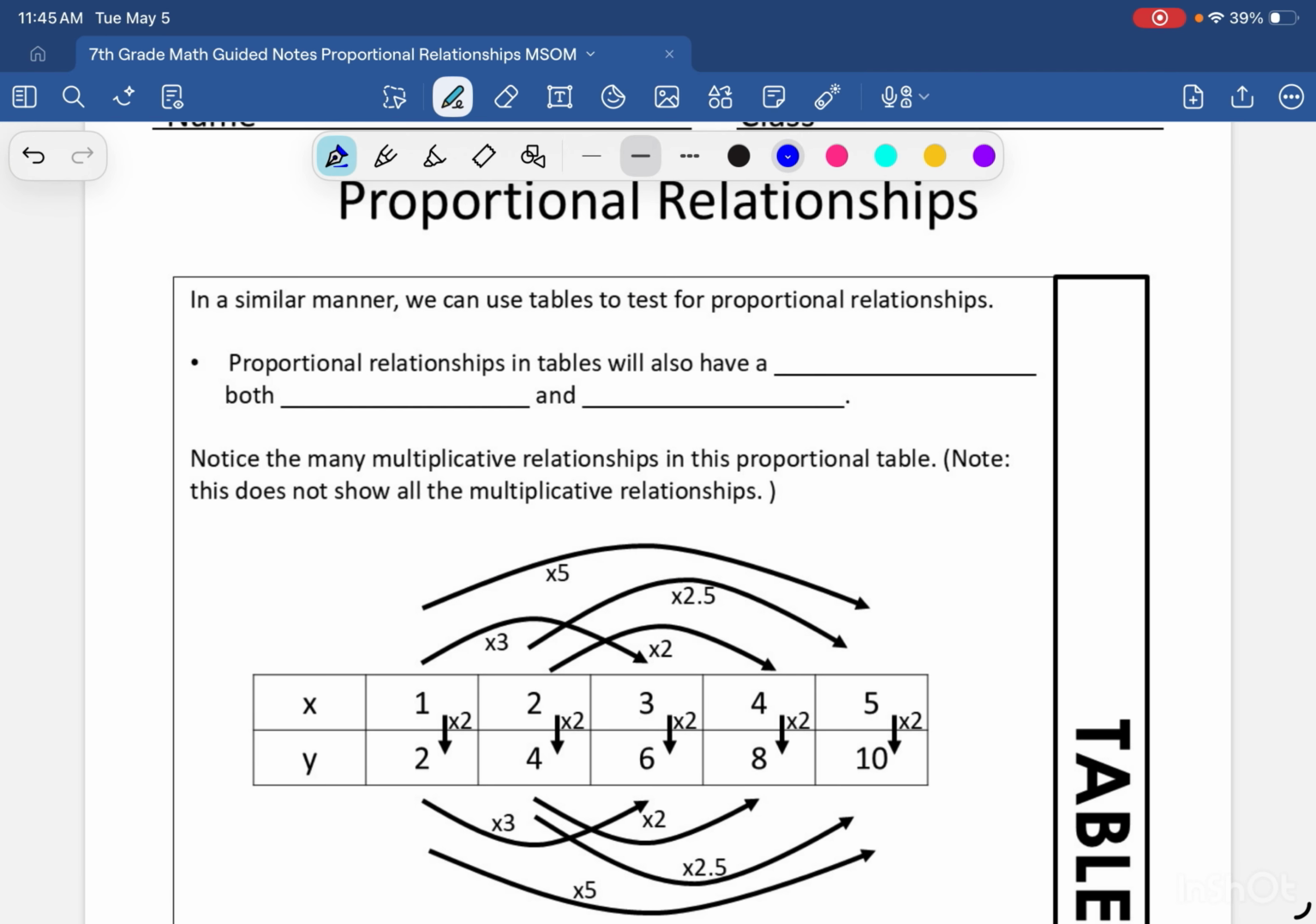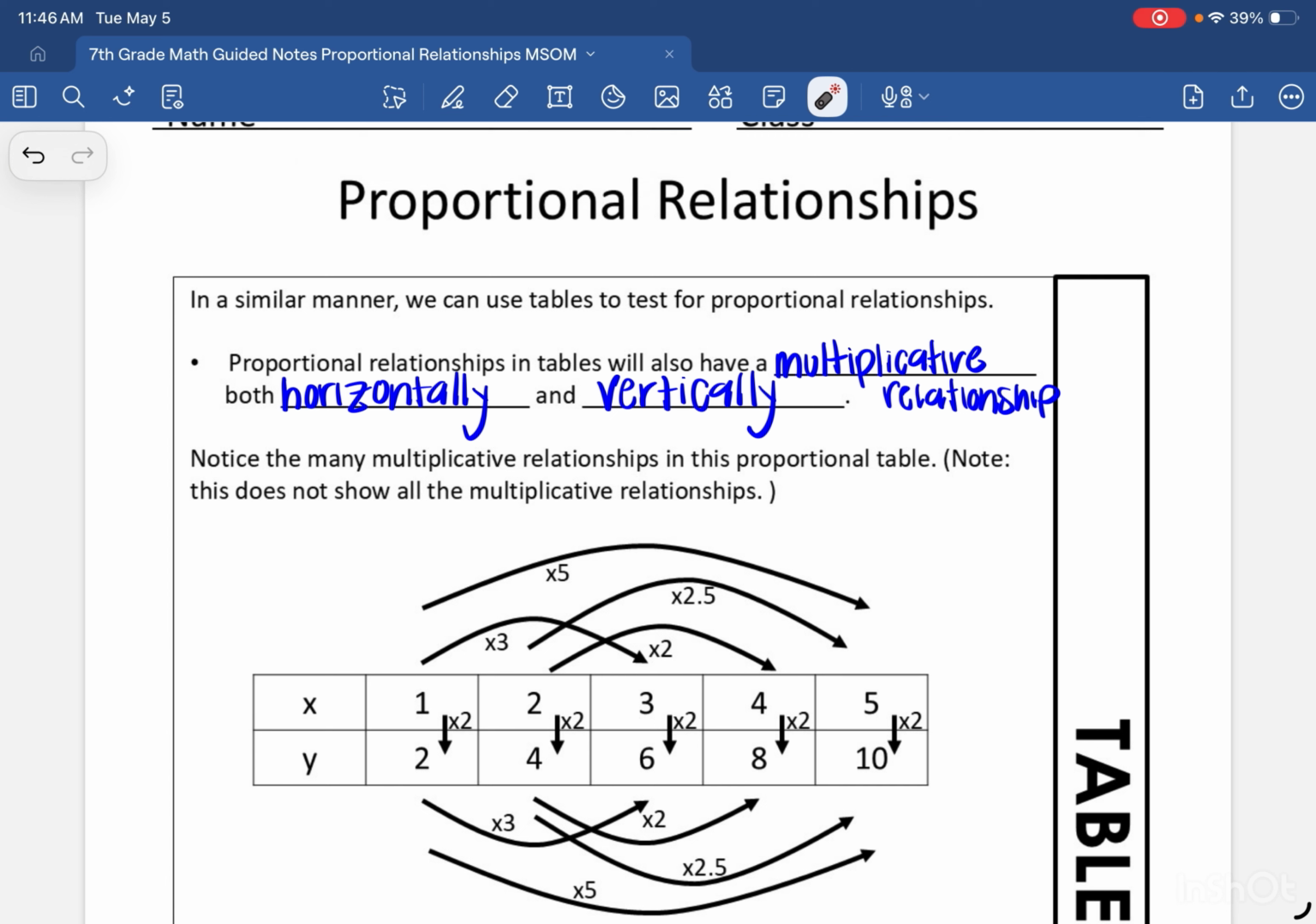In a similar manner, we can use tables to test for proportional relationships. Proportional relationships in tables will also have a multiplicative relationship, both horizontal and vertical. So it's the same idea as ratios, we're just seeing it in the table. Note that this table below does not show all the multiplicative relationships. If we look right here, the vertical relationship between the x and the y is always multiplied by 2. That will be constant in a proportional table.